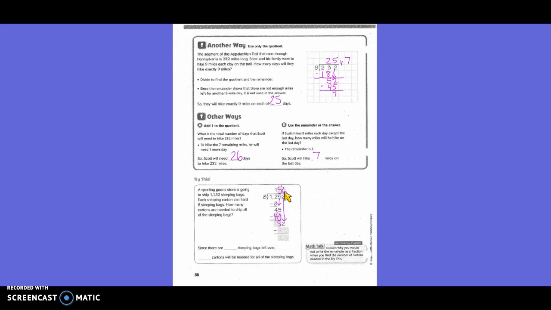6 times. 8 times 6 is 48. 52 minus 48 is 4. So 156, remainder 4. So how many sleeping bags are left over? 4 sleeping bags left over. How many total cartons will they need? 157, because they don't want to just leave those 4 out and not ship them, right?